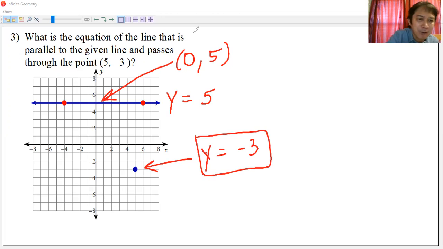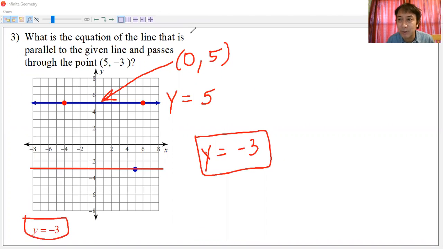And that is supposed to be a perfect horizontal. So it will have to be like this. That is supposed to be y equal to -3. All the points there will have different x values, but the y will always be -3. So the answer here is y equal to -3. And you can see that over here.